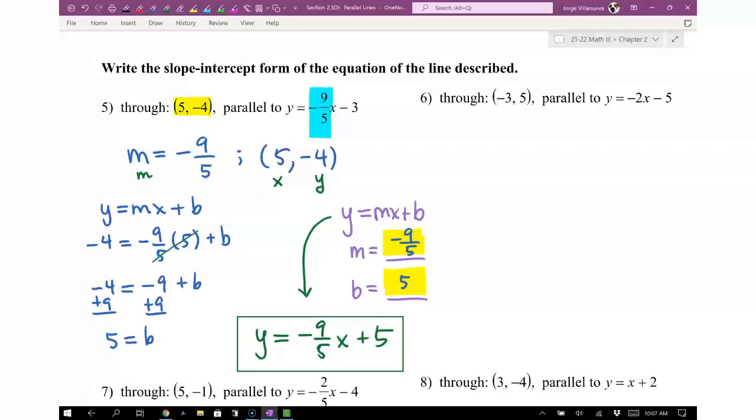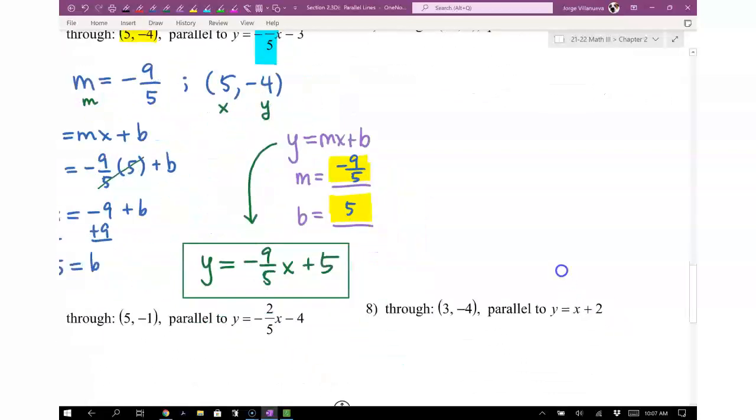Let's check out question number 8. And then after that, you guys will have time to just work on homework.